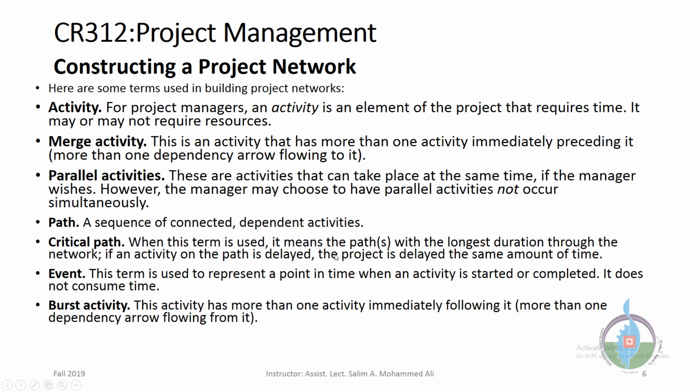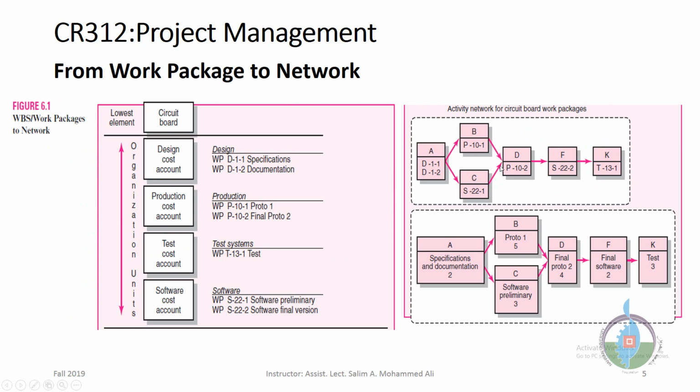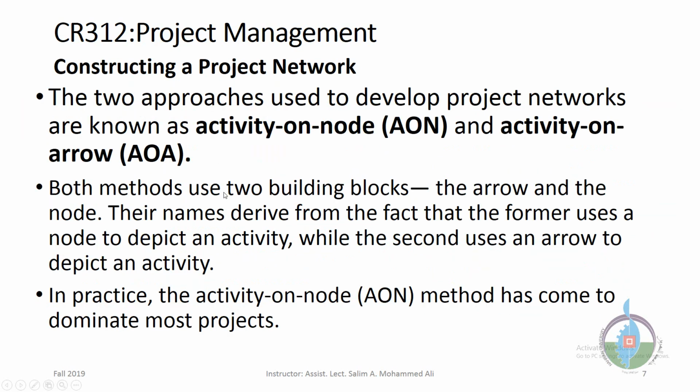As we can see here, this is activity on node. Why? Because all the information is on the node, and the arrow does not have any other information. In activity on arrow, the arrow will have the information, and the activity nodes will not. This is the main difference between the two approaches. In practice, the activity on node (AON) method has come to dominate most projects.